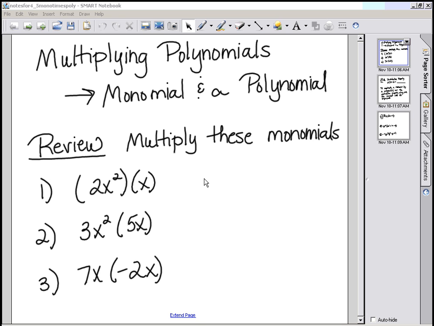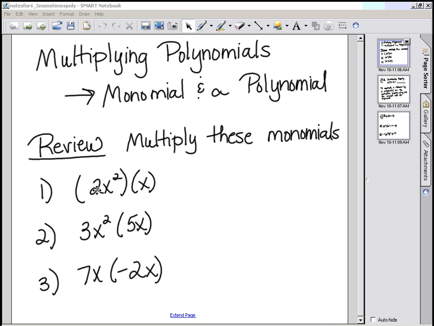Hi, I'm going to talk to you about multiplying polynomials. There are several types of multiplication that we're going to talk about throughout this section, so I'm going to first talk to you about how to multiply a monomial and a polynomial. And I want you to review these types of problems that we had earlier in Chapter 4 with exponent problems.